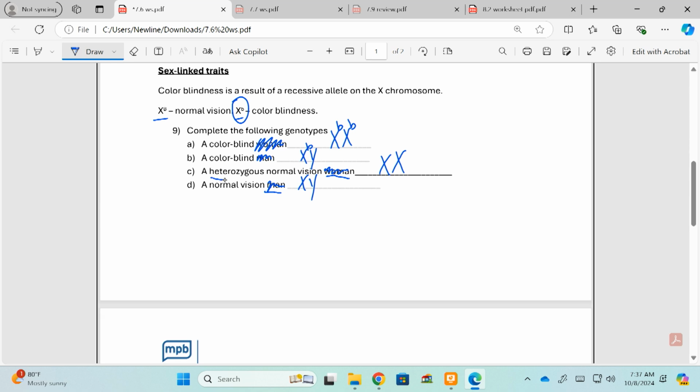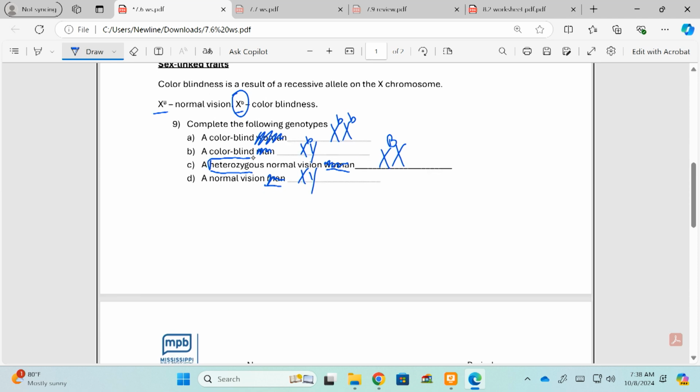Okay, this has a heterozygous normal vision woman. So she's got normal vision, so she's got to have at least one capital letter, but it says heterozygous, so that means that her other letter is a lowercase b.